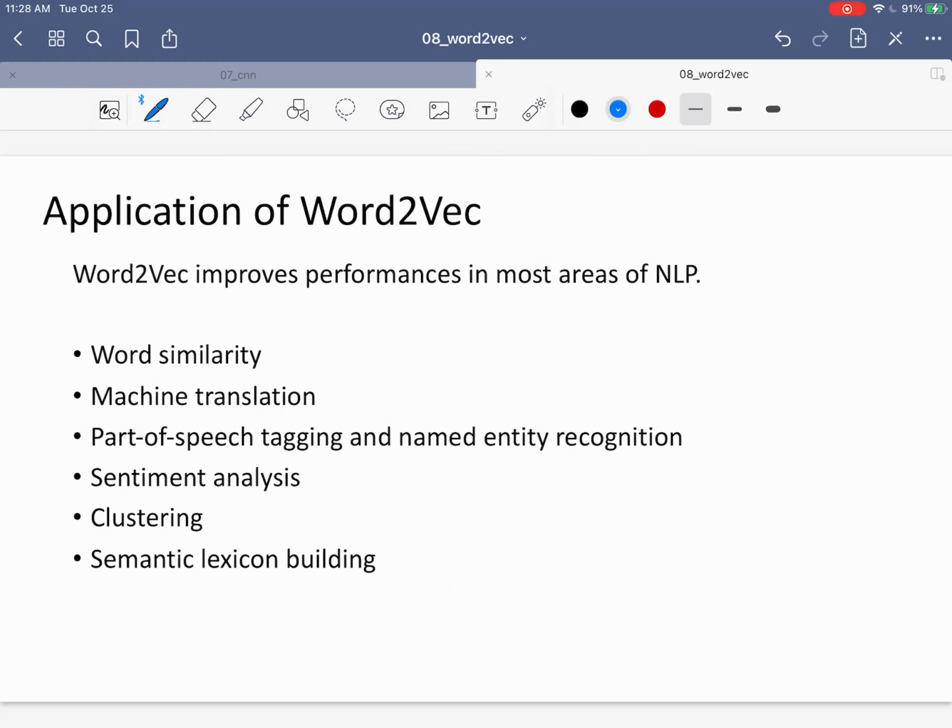For example, word similarity is one very simple, straightforward application, but also machine translation, part of speech tagging, named entity recognition, sentiment classification, clustering, semantic lexicon building, or basically any downstream application of NLP. You can use word vectors to initialize the lookup embedding, because any downstream task of NLP usually involves word embeddings, right? You need a word representation to derive a document representation, something like that. So whenever your downstream NLP application involves a word embedding, you can use Word2Vec embeddings as an initialization.